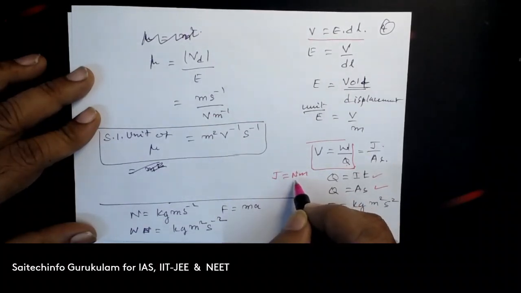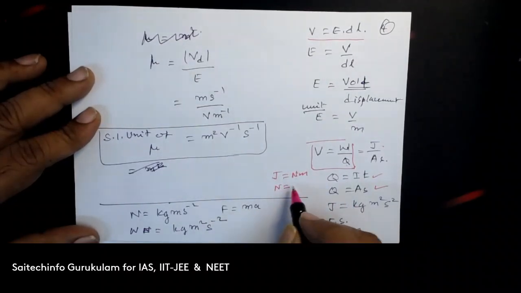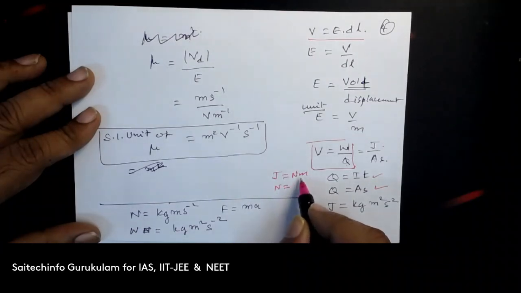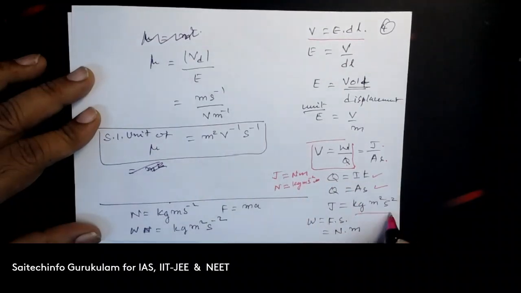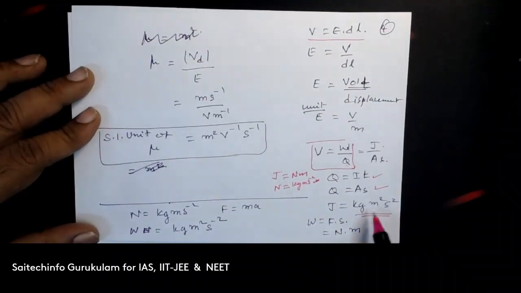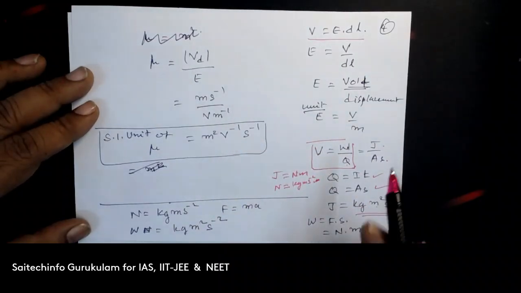Newton is the unit of force. So force Newton, that is equal to MA. So we can replace this, that is MA means kg meter per second square into meter, and that gives the work, that is joule. So kg meter square per second square. Okay, right. Now we can replace this.